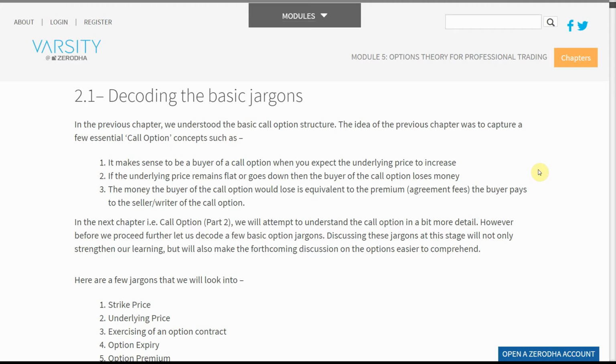In the previous chapter, we understood the basic call option structure. The idea of the previous chapter was to capture a few essential call option concepts such as: it makes sense to be a buyer of a call option when you expect the underlying price to increase. If the underlying price remains flat or goes down, then the buyer of the call option loses money. The money the buyer would lose is equivalent to the premium, the agreement fees the buyer pays to the seller, the writer of the call option.